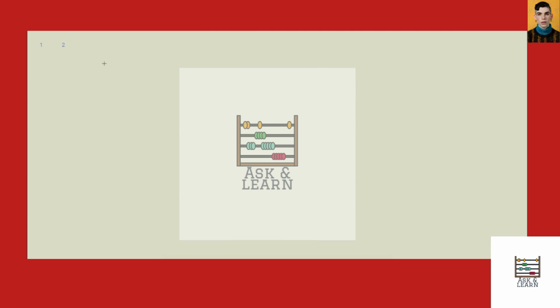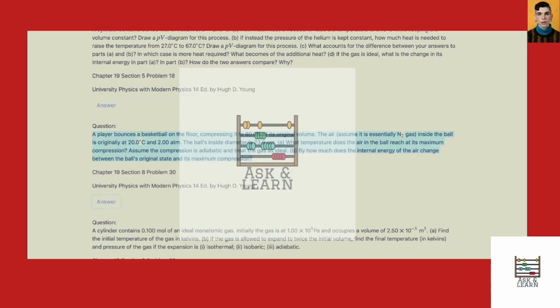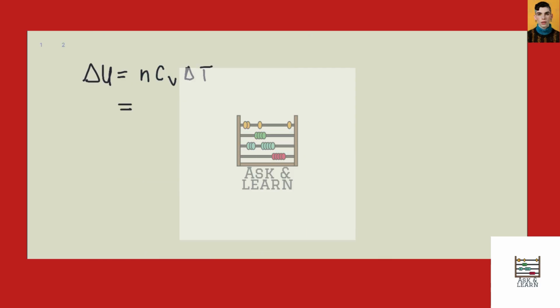So we said change in U is equal to n C V delta T. And now that we have n, we're ready to plug in to get the change in U. And I think, does it ask for the final U or just the change in U? It just asks for the change. Okay, great. So n, we said from part A, is 0.594. And then C V, we said, was 20.